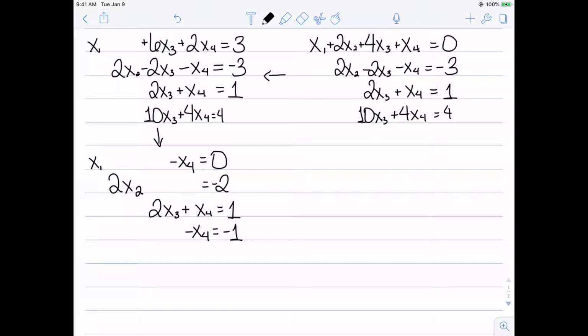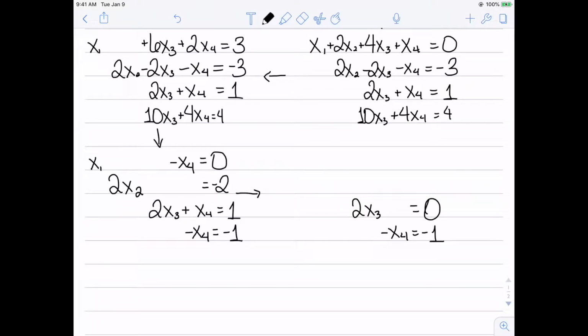Finally, we can start working on the x4 variable. We know our x4 line, our fourth equation, is going to stay the same. We can then add the third and fourth equations. When I do, I get 2x3 equal to 0. My second equation can stay the way it is. And I can add my first equation to the negative of my fourth equation. So do the first equation minus the fourth equation, which would give me x1 equal to 1.